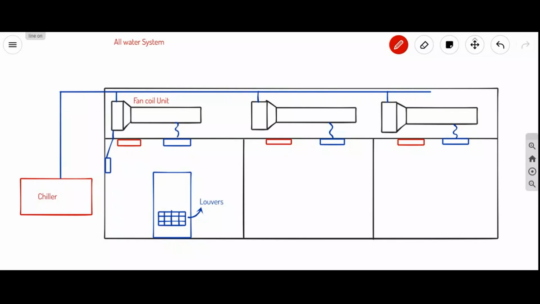Is it clear? When a project has an all water system and an all air system connected to a single chiller, then the system is called an air water system. Hope you are clear. In the all air system we connect AHUs to the chiller, and in the water system we connect FCUs. That's the only difference. The chiller is common, and the chilled water system is common.